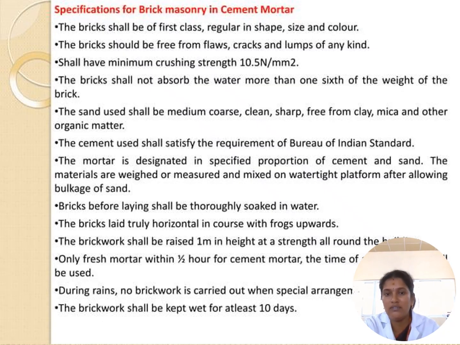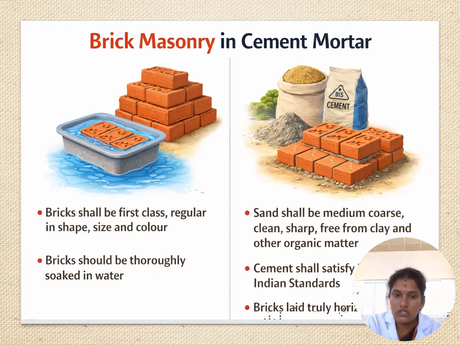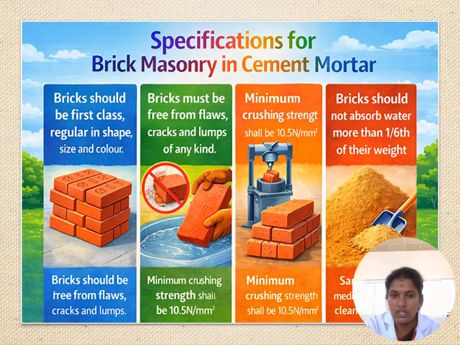So if you are constructing brick masonry with cement mortar, these are all the main checking points for each and every brick, cement, sand, the construction purpose, and also the mortar, right? So brick shall be first class, regular in shape and size, and the brick should be thoroughly soaked in water. The sand shall be medium and coarse, and everything is described in detail in the initial slide. Here I am explaining with some of the images, right? What is the specification, what are the materials, what is the testing, everything is described in this image content, right?